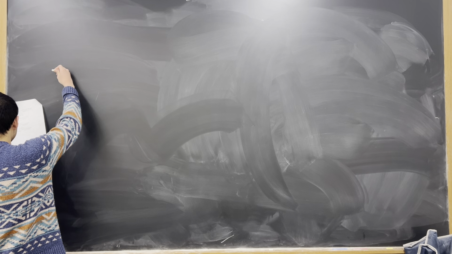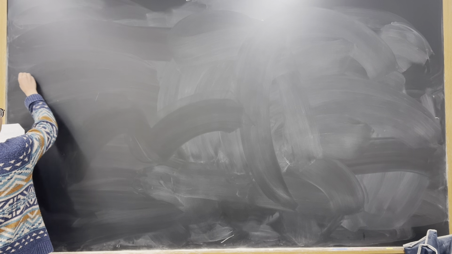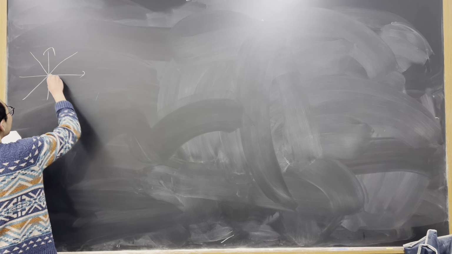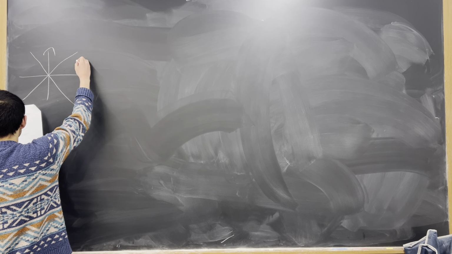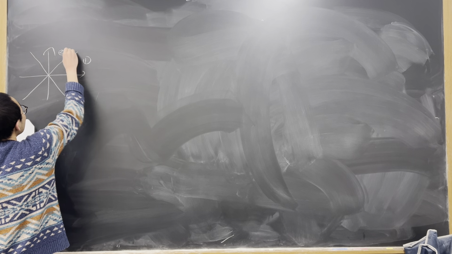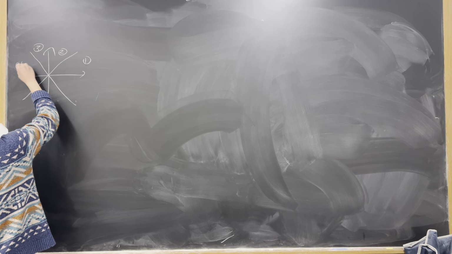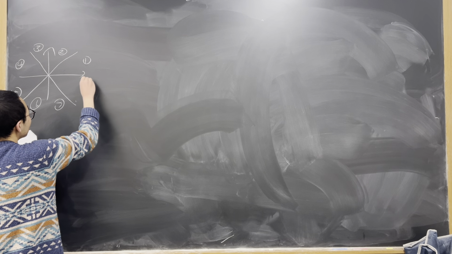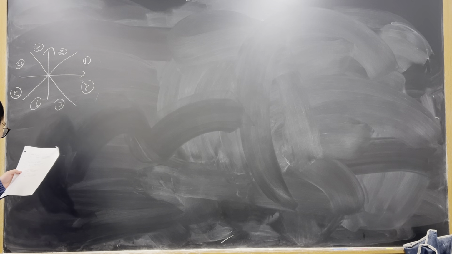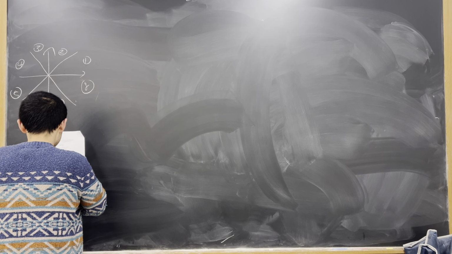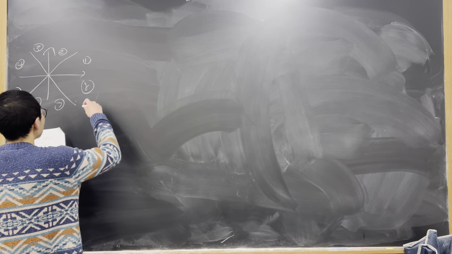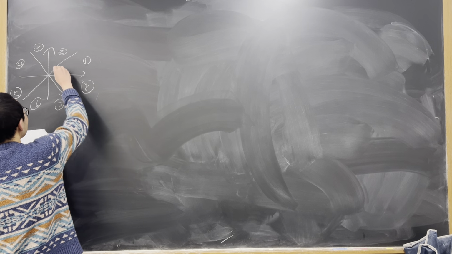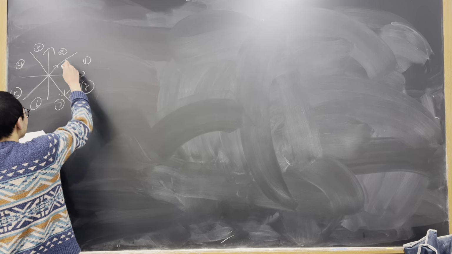Okay, so let me draw this. So you have regions 1, 2, 3, 4, 5, 6, 7, 8. So this is omega 1, and here is omega 1 tilde and omega 2 tilde.